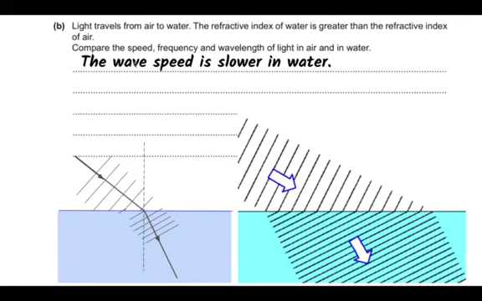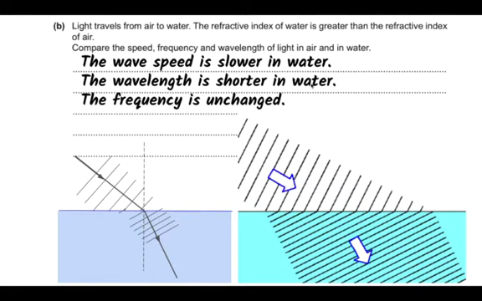Some people were just writing the wave speed is slower and then full stop, and then because it's not clear whether you're saying the wave speed is slower in air or in water, I can't award marks there. So be specific. The wave speed is slower in water, the wavelength is shorter in water, and the frequency is unchanged between air and water.